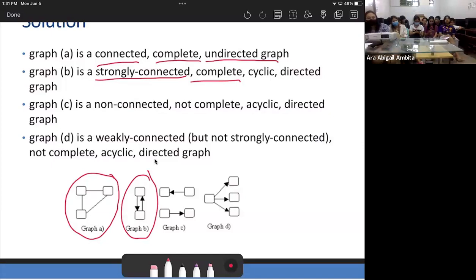So, graph C is not connected. Okay? Kasi, meron tayong dalawang subgraph dito. Subgraph, but they are not, this vertex is not connected to this or this vertex. Okay, at saka, it is also not complete. And siya nga, non-connected na siya. So, of course, not connected. And then, it is not complete. Right?